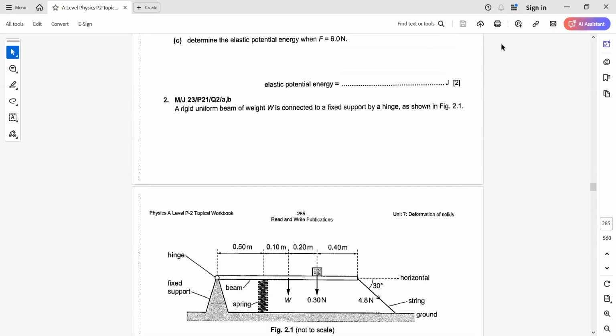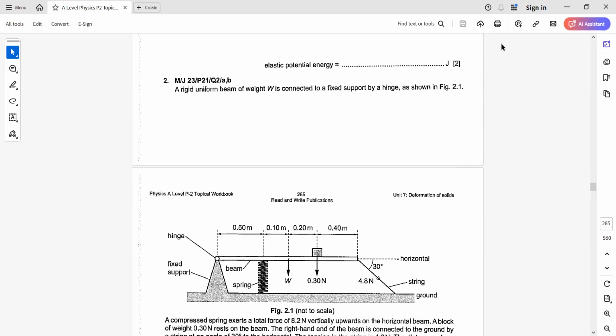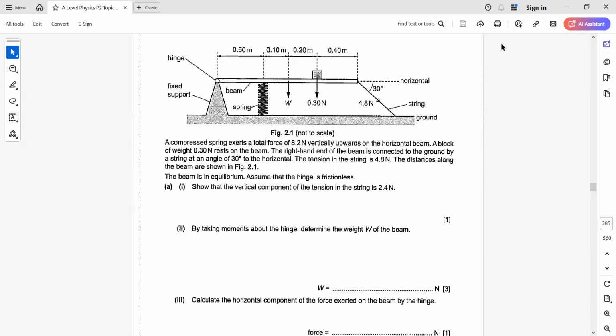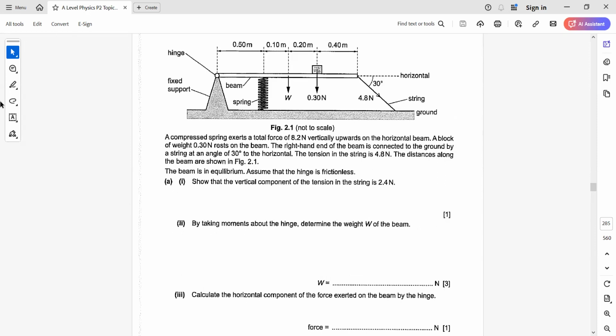So the next question is question 2. They say a rigid uniform beam, and so on. We can see this here. So we have a beam. Show that the vertical component of the tension in the string is 2.4 Newton. So that's the string here. Vertical component, so let's resolve it. This is going to be the horizontal component. That is going to be the vertical component.